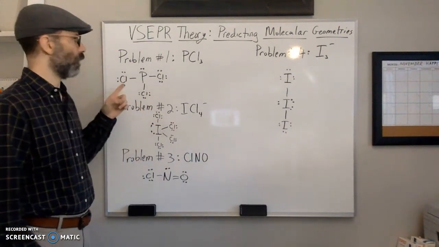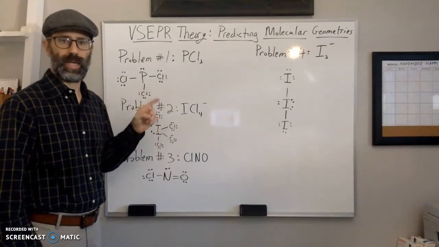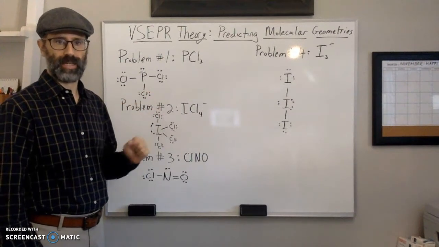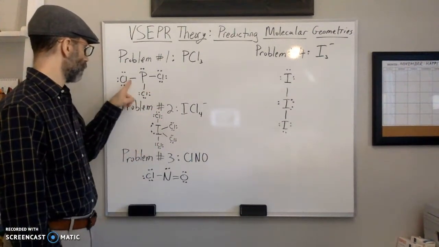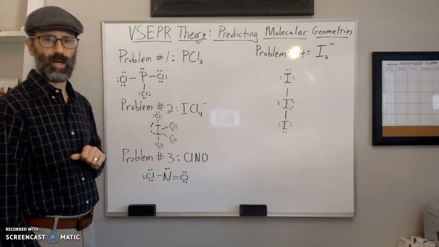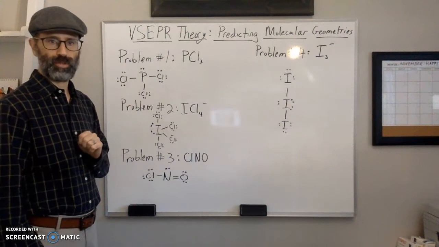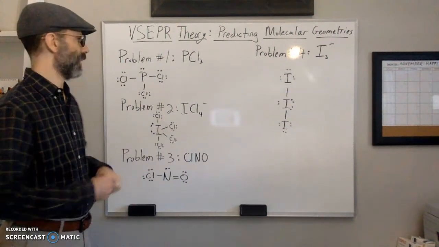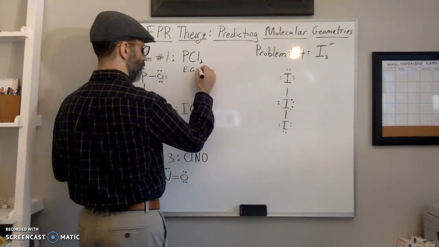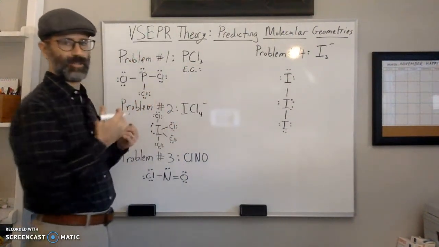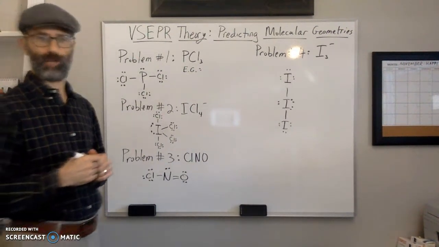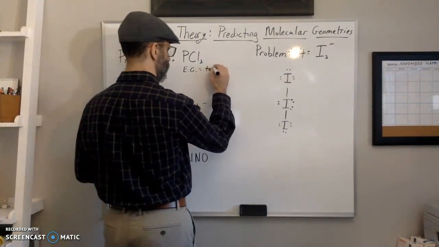When you are looking for your electron geometry, you're looking at all of the electron groups, bonding and non-bonding. So here I have 3 bonding groups and 1 non-bonding group, 1 lone pair. So I have a total of 4 electron groups. That tells me that the electron geometry, EG for electron geometry, is going to be tetrahedral, because that's the electron geometry you get when you have 4 total electron groups.